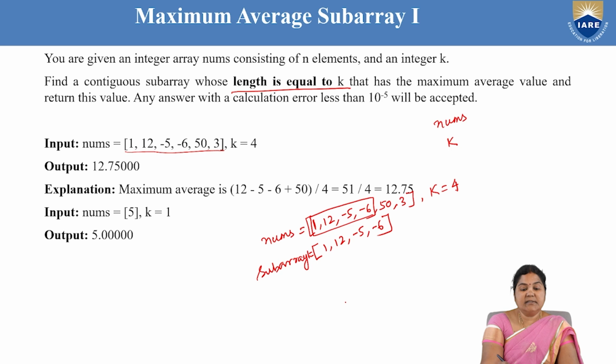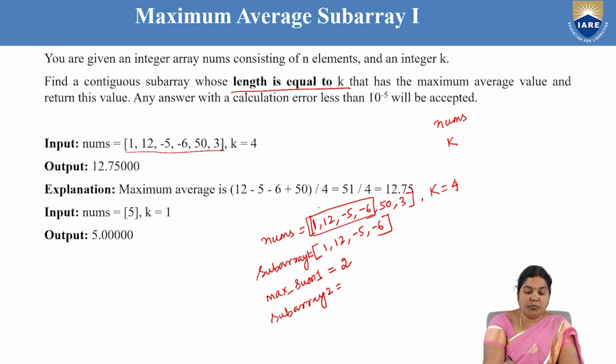Now in this subarray, you have to find the maximum average value. So for that, I will find the maximum sum first. The sum of subarray 1 is how much? It is 12 plus 1, 13. So 13 minus 11, it is 2.